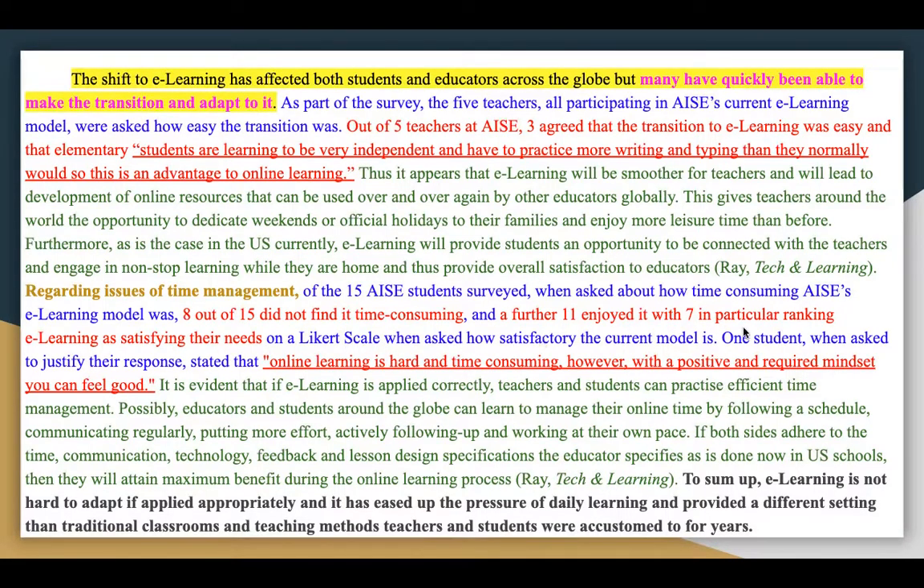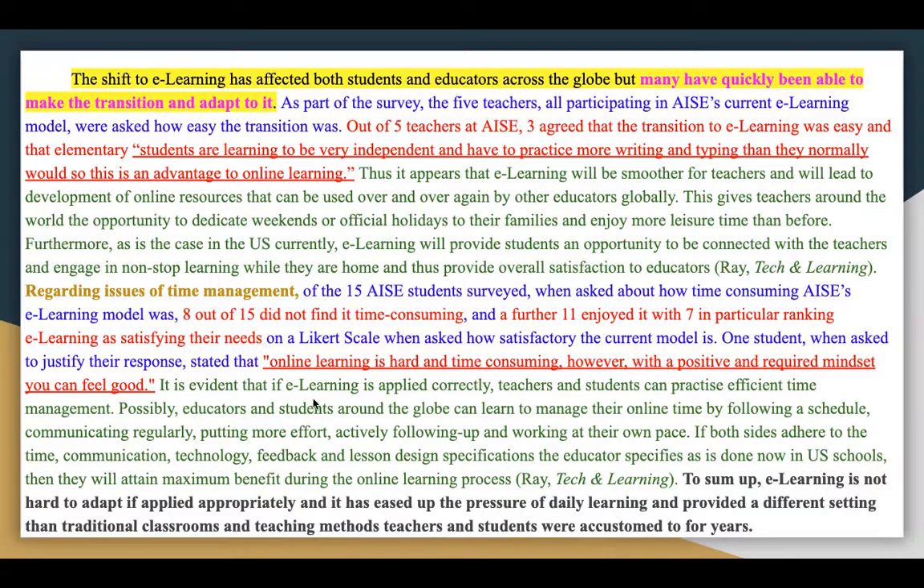Context. Likert scale. Context. 1 student, when asked to justify their response, stated that. Evidence. Embedded quote. Okay, so we're using a mix of survey and quantitative and qualitative question responses as evidence. Numbers, data, and examples, reasons, justifications. Then again, he's analysed it.